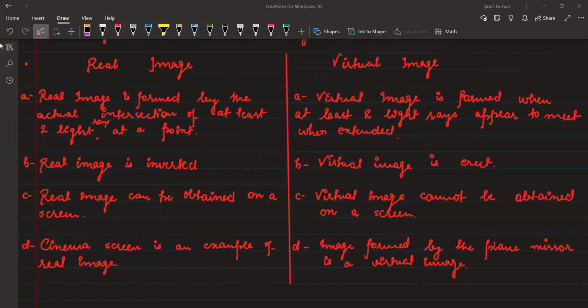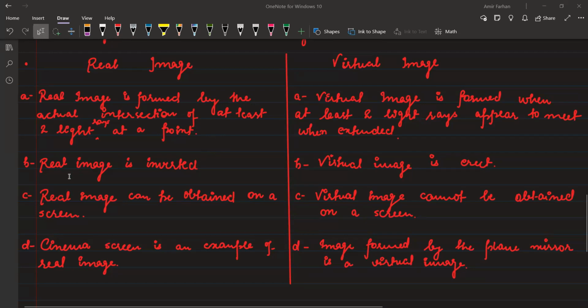Yes, sir. Okay. Next, in virtual images, the light rays appear to meet when extended. It means the similar case of the plane mirror: they don't actually meet, but when they are extended in the backward direction, they appear to meet at some point. Yes or no? Yes, sir. Okay. Is this clear to everybody? Please let me know. Gianna, Mariam, Arya, Nabila. Yes, sir. Okay, that's good.